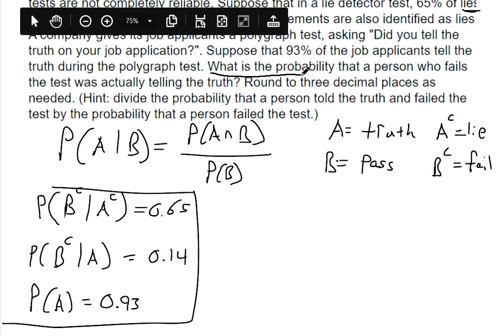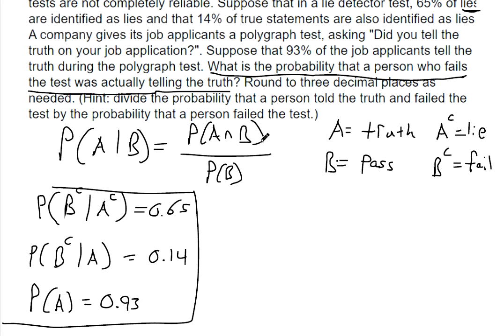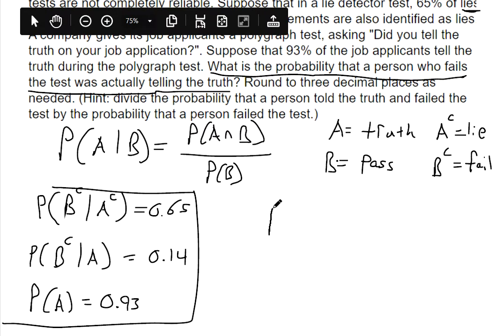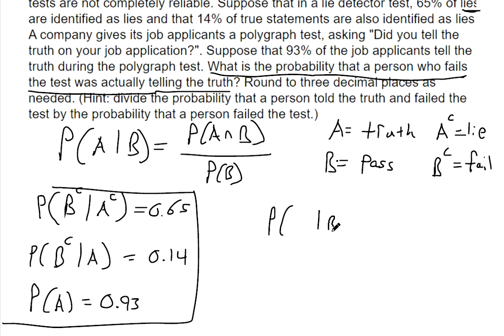Let's see what they want us to do. What is the probability that a person who fails the test was actually telling the truth? So we are given that a person has failed the test. That's B complement. Given that, what is the probability that the person who fails the test was actually telling the truth? So the probability that a person was telling the truth, given that they failed the test. That's the probability we're asked to calculate.